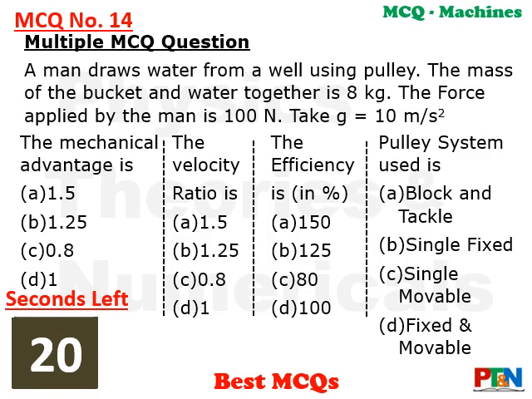Next MCQ. So there are 4 MCQs against a single situation. What it says: a man draws water from a well using a pulley. The mass of the bucket and water together is 8 kg. The force applied by the man is 100 Newton. You can take g equal to 10 meter per second square. So you've got 4 questions: mechanical advantage, velocity ratio, efficiency, and what kind of pulley system is used. So you need to choose your options in 20 seconds time. Your timer starts now.